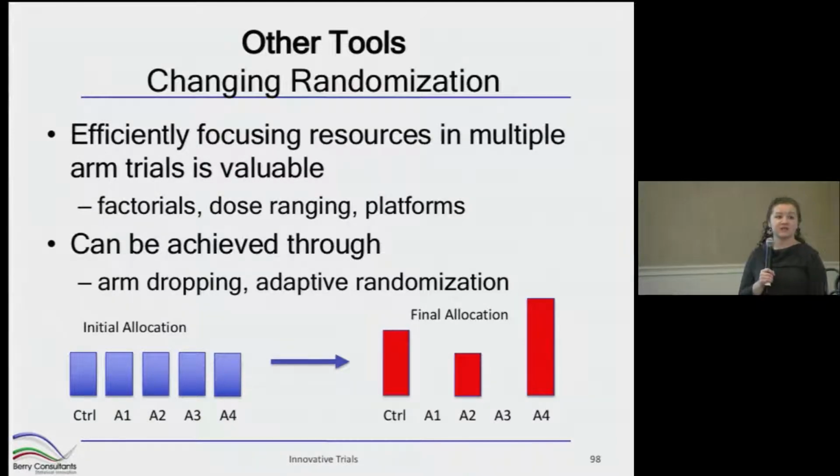Platform trials, as Kurt just described. Factorial designs, so if you can identify among multiple arms which arms are the most promising, and then start to focus your resources on those arms. There are different ways this can be achieved.